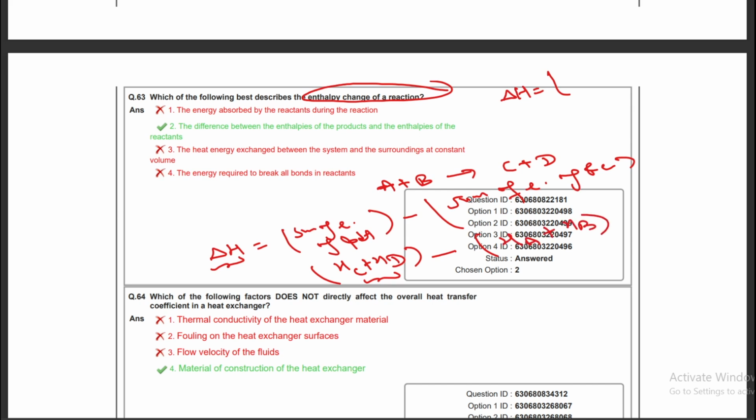Overall, when you subtract the total enthalpy of reactants from the total enthalpy of products, by their difference you can get the value of enthalpy change, delta H. So the correct answer is second, the difference between enthalpy of products and enthalpy of reactants.